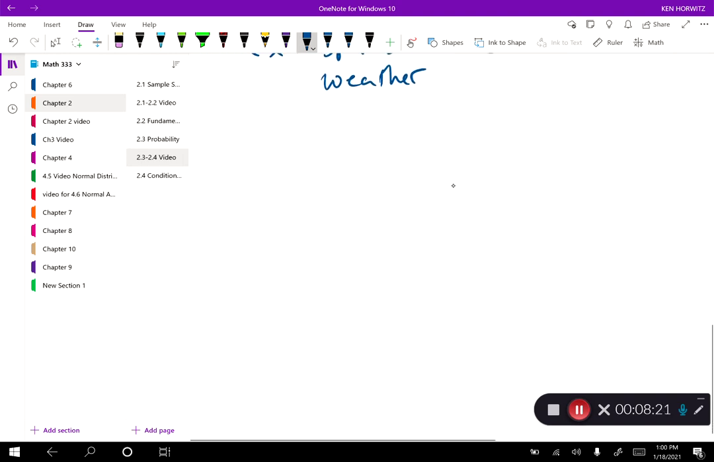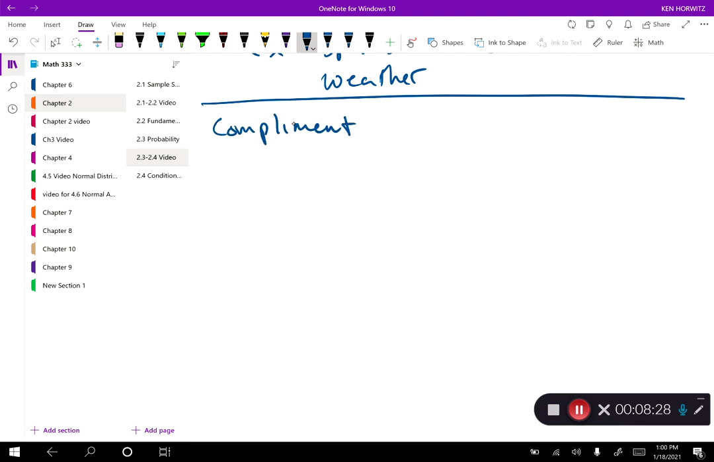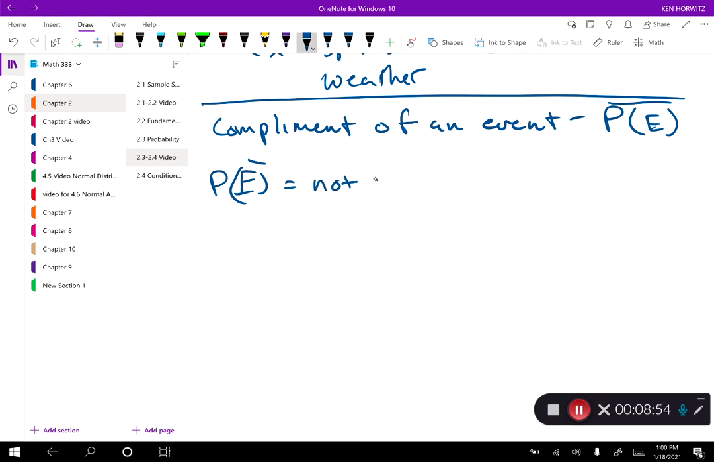All right, so let's move forward. Complement of an event. So for example, if I have the probability of event E, it's probability of event E with a bar over it, that means E complement. So probability of E complement is whatever's not in E.